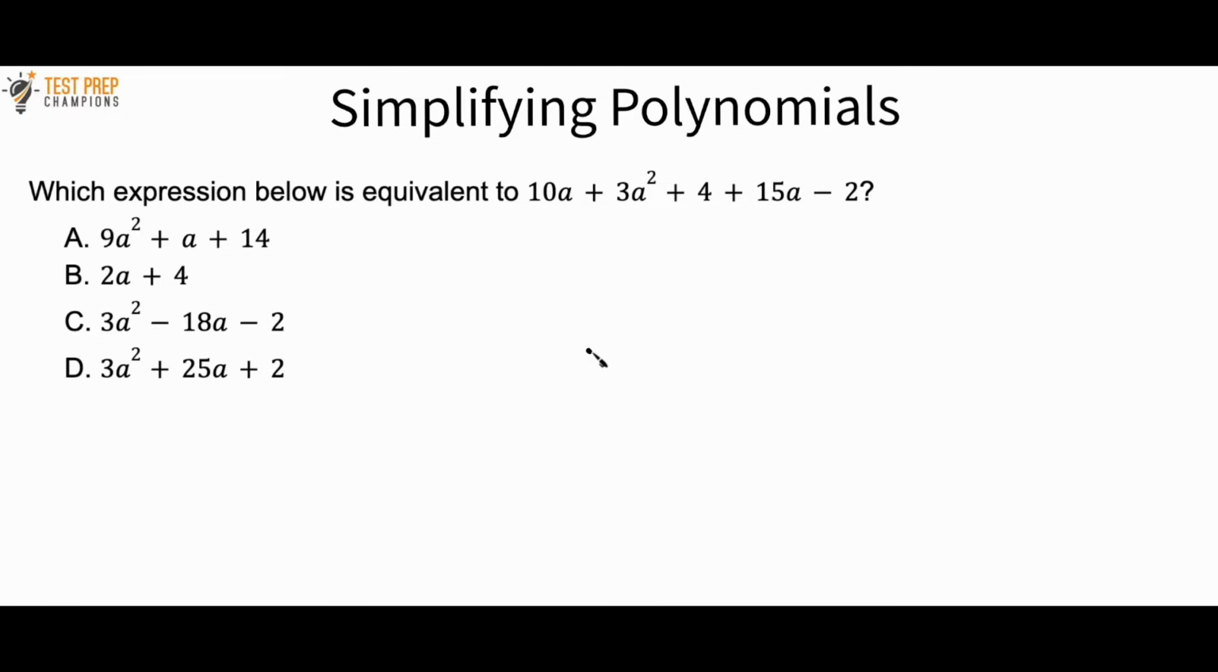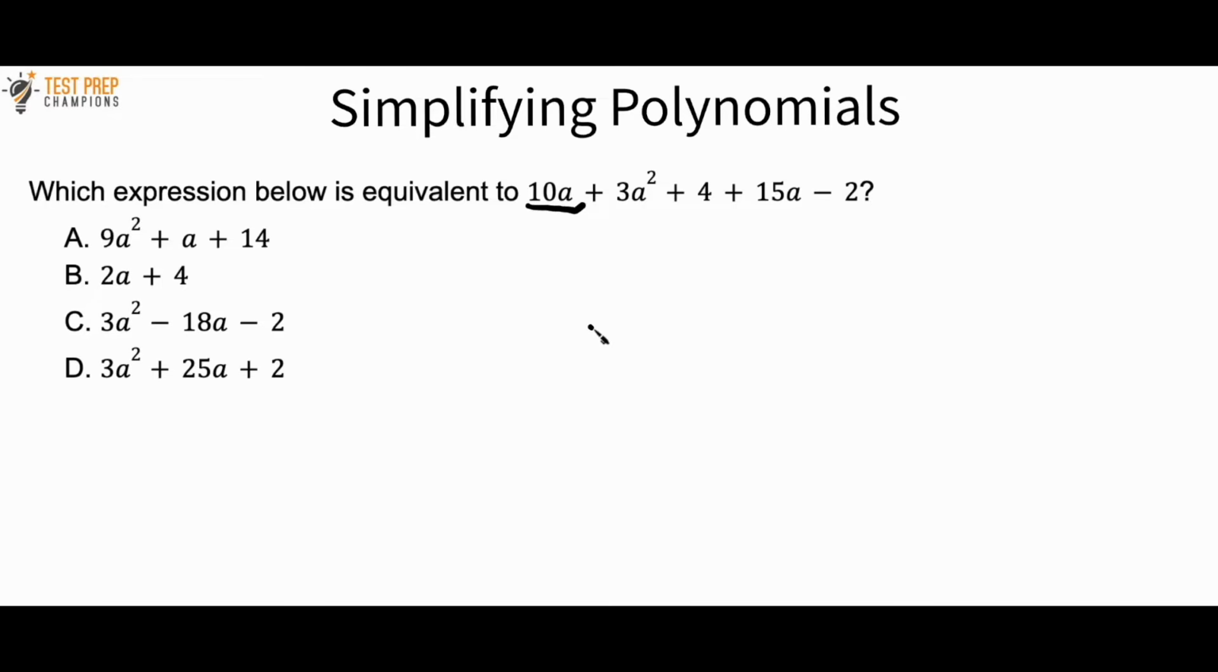So the key here is that we have to combine the like terms. If you're not sure what I mean by that, let me show you. Let's start by looking at this 10a. The first term here has the variable a. If you're not sure what I mean by variable, a variable is just what we call the letter here. So the first term has an a.